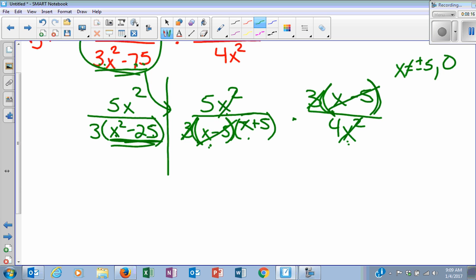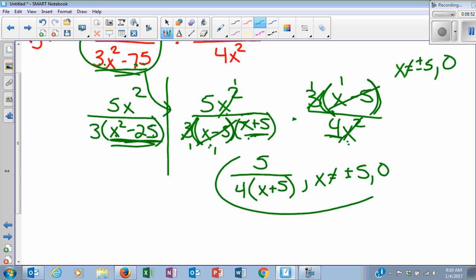5 can't cancel out with anything. 4 can't cancel out with anything. So what I'm left with on the top is 5, because 5 times this all turned to 1, 1, and 1. This turned to a 1, a 1. I've got an x plus 5 and a 4 on the bottom. So what I do is I put the 4 first, because remember order of operation, or multiplication is commutative, so I can switch the order. So I put the 4 first, and then x plus 5. And that would be my final answer with x can't equal plus or minus 5 or 0.